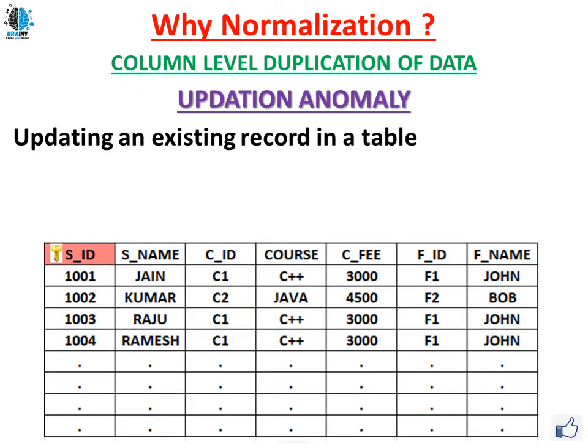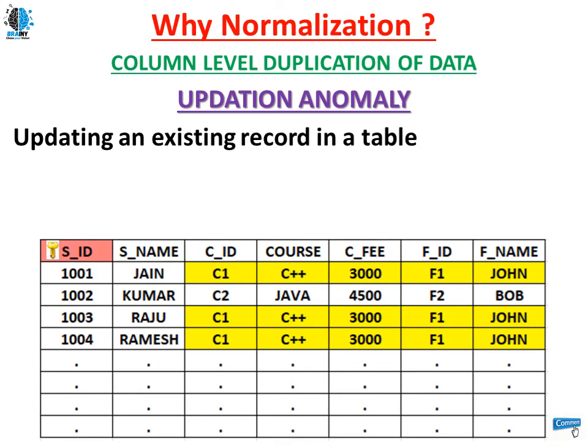And last, I have the updation anomaly. What is an updation anomaly? It means that when I want to update a record, I get an error or a warning. That type of updation is called an updation anomaly. With column level duplication of data in a table of a database, I will have the updation anomaly. Here is an example. I have the table, and in this table I have duplicate data at column level.